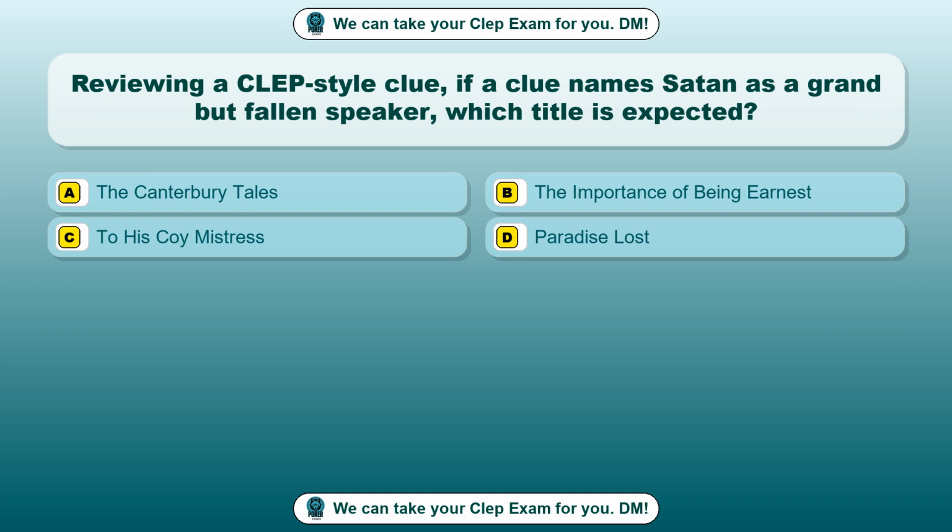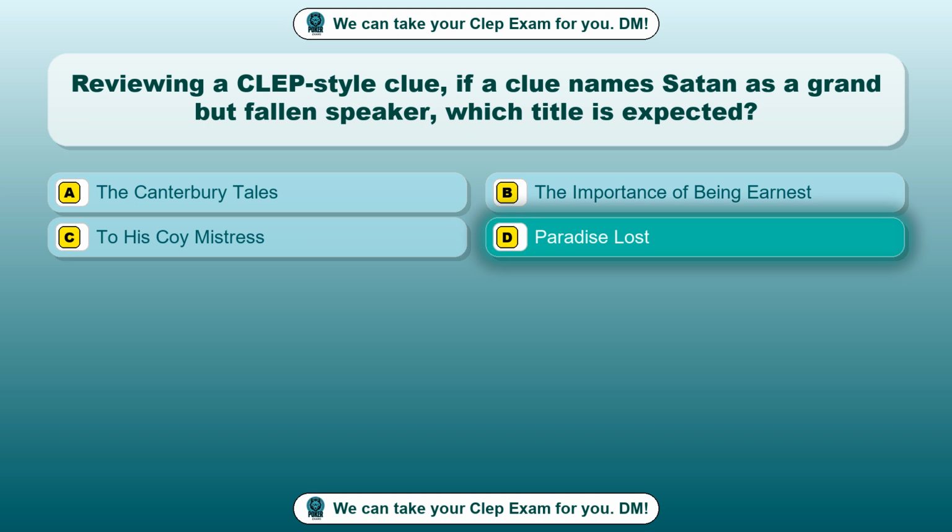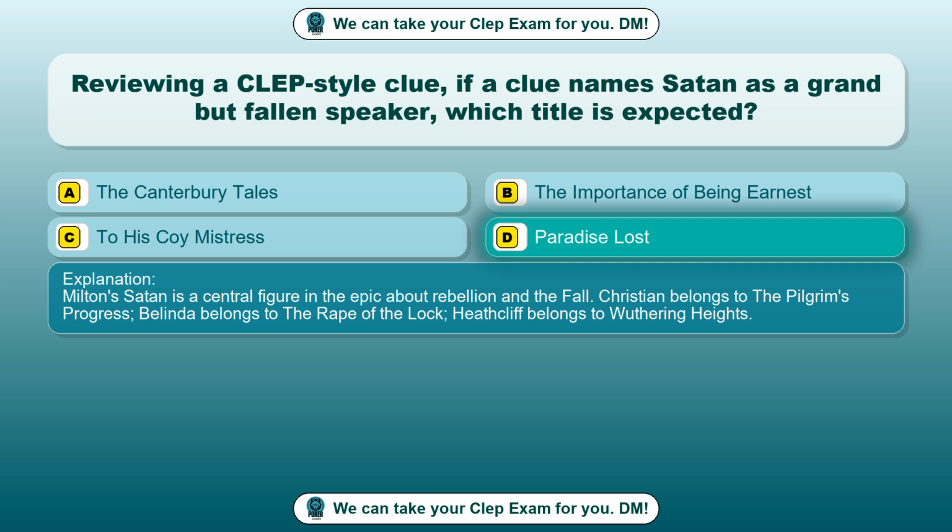Question 69. Reviewing a CLEP-style clue, if a clue names Satan as a grand but fallen speaker, which title is expected? Option A, The Canterbury Tales. Option B, The Importance of Being Earnest. Option C, To His Coy Mistress. Option D, Paradise Lost. The correct answer is option D, Paradise Lost. Milton's Satan is a central figure in the epic about rebellion and the fall. Christian belongs to The Pilgrim's Progress, Belinda belongs to The Rape of the Lock, Heathcliff belongs to Wuthering Heights.